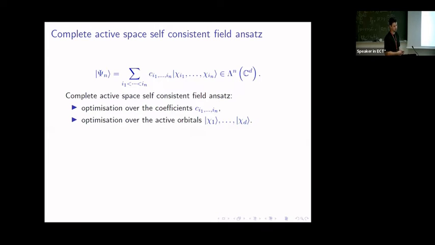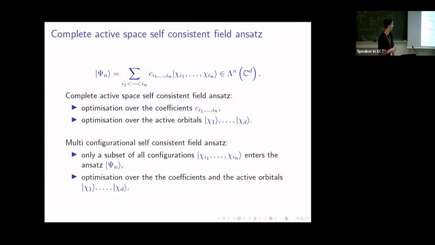But now we can consider a complete active space self-consistent field ansatz, where, if this is a variational quantum state wave function, then we optimize not only over the coefficients, but also over the active orbitals. So now we also rotate, and consider all those basis changes.